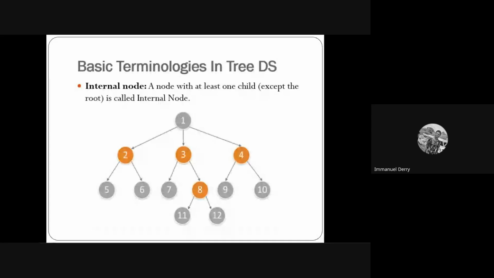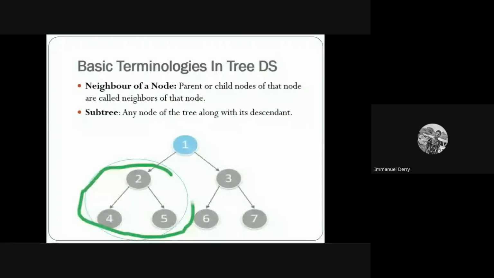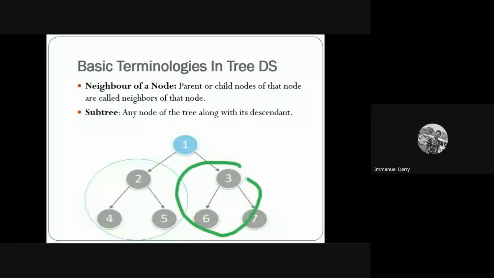And now moving on, we have what we call the neighbor of a node. The parent or child node of a node are called the neighbors of that particular node. So taking this particular one as a parent node, these ones qualify to be the neighbors, and these ones are also neighbors. So 2, 4, 5 are neighbors, 3, 6, 7 are also neighbors.